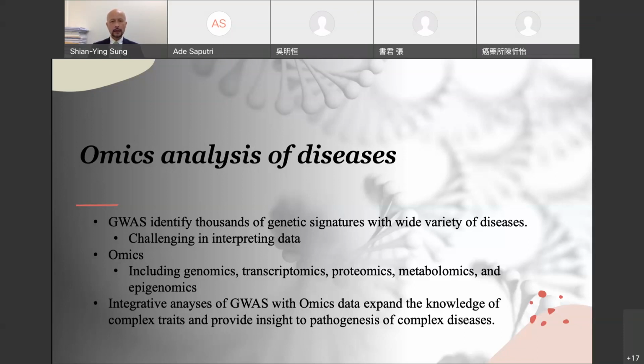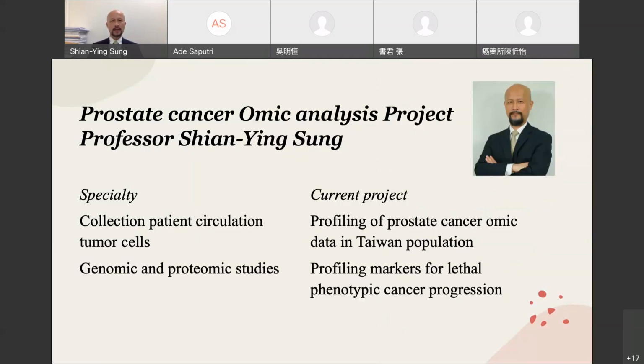which computer-induced analysis will be able to identify a certain disease and understand the complexity of the disease. Some diseases may not be identified by GWAS, but actually will be identified by protein-protein interactions as well as omic studies. And currently, I'm focused on several patients' circulating tumor cells. So my lab is ready to collect patients' circulating tumor cells, and we will conduct genome and proteomic studies.